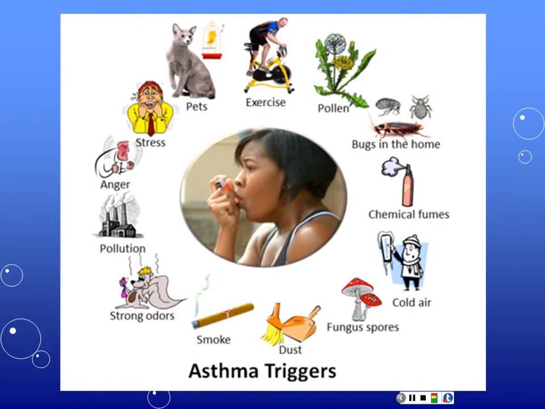We have some with exercise-induced asthma. We talked about pollen, bugs in the home, cockroach excrement. Very big trigger and cause of issues with patients with asthma.